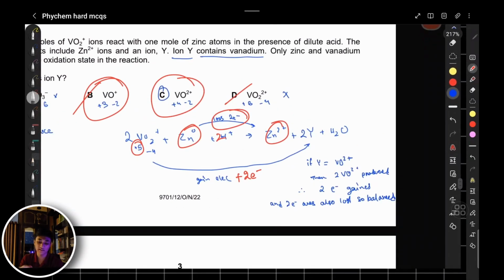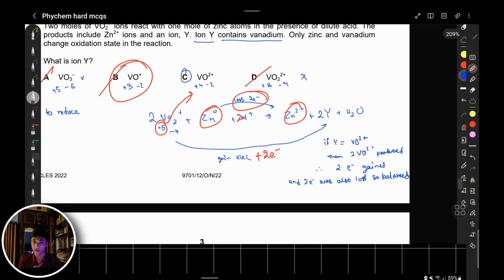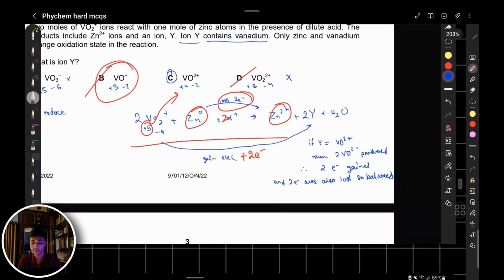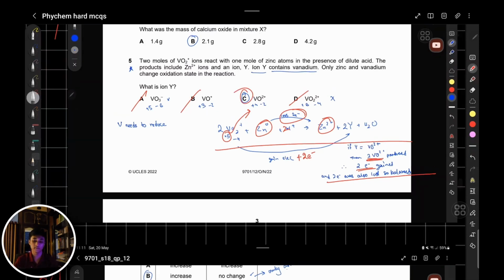That is why C is going to be the best option. Why? It is going from a state of plus 5 to plus 4, where it's gaining only 1 electron. And since there are 2 moles, 2 times 1, only 2 electrons are needed. And that balances the entire equation. So the number of electrons are balanced and the equation is balanced when you're plugging in C. So the right answer is C.